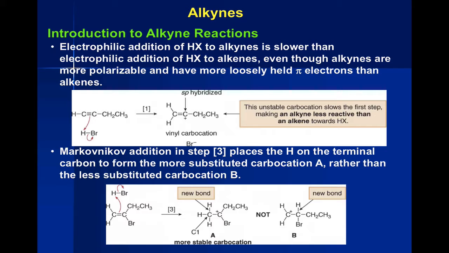Markovnikov's rule states what? Hydrogen goes to the carbon with the most hydrogens. All right, so if I've got carbon-carbon, right? Which one of these carbons has the most hydrogens? This one, right? So if the hydrogen goes here, I'm going to generate a carbocation here. Okay? So now what happens? The bromide attacks this carbocation. This, by the way, is not a highly stable carbocation at all. It's very reactive. This happens very quickly. This is known as a vinyl carbocation.